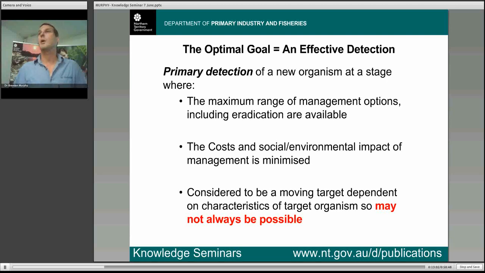But the optimal goal, what we're always trying to achieve with our surveillance, is to provide what we call an effective detection. Now, this is a moving target, and it may not always be possible, but we define it as detection of a population at a point in time where all management options are available, including eradication. And if we detect something too late, eradication may not be feasible. We also want the costs and social and environmental impacts to be minimised if we have to manage it, and we have to realise that for some species this is not possible. There are certain insect groups, for example, which have never been eradicated because of their biology. They just spread too fast.